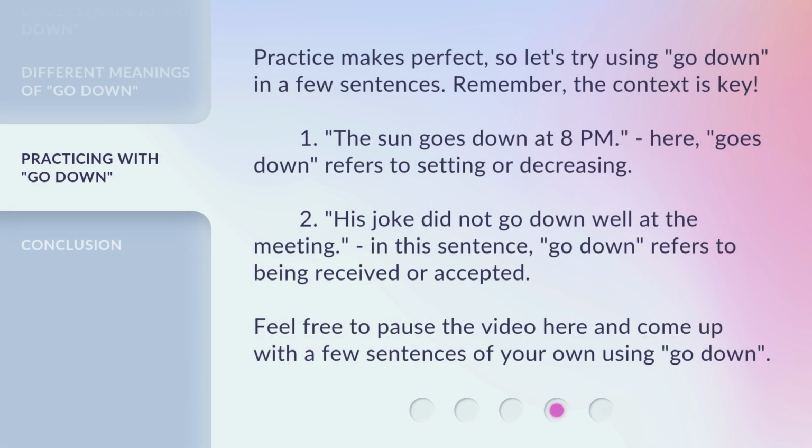Practice makes perfect, so let's try using go down in a few sentences. Remember, the context is key. 1. The sun goes down at 8 p.m. Here, goes down refers to setting or decreasing.